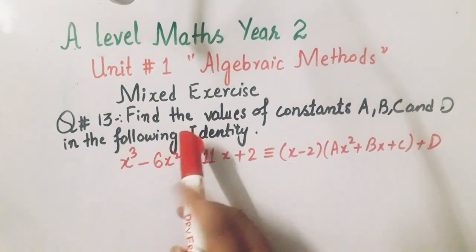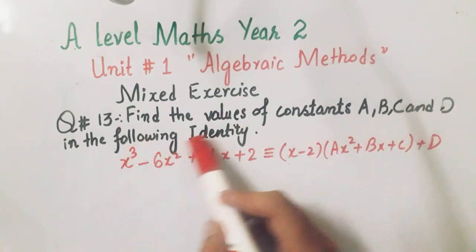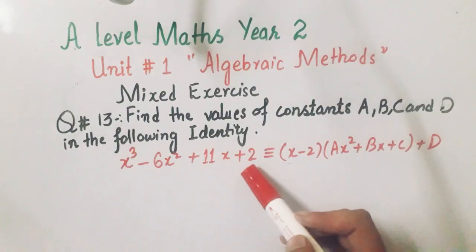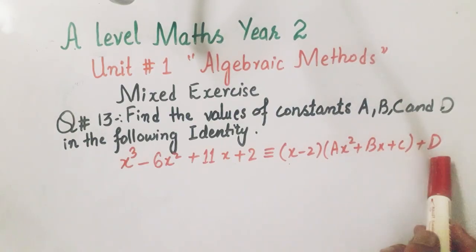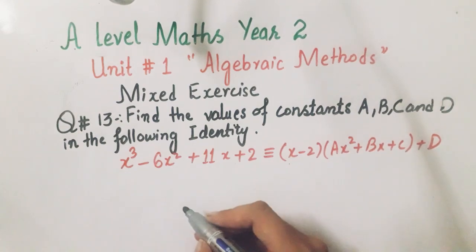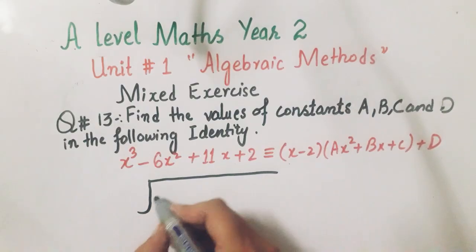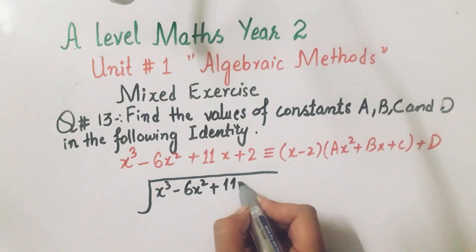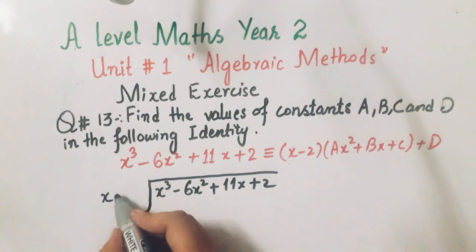Now question number 13 is: find the values of constants a, b, c and d in the following identity. x cube minus 6x square plus 11x plus 2 equals (x minus 2) into (ax square plus bx plus c) plus d. So we will solve this by the division method. First of all, divide x cube minus 6x square plus 11x plus 2 by x minus 2.